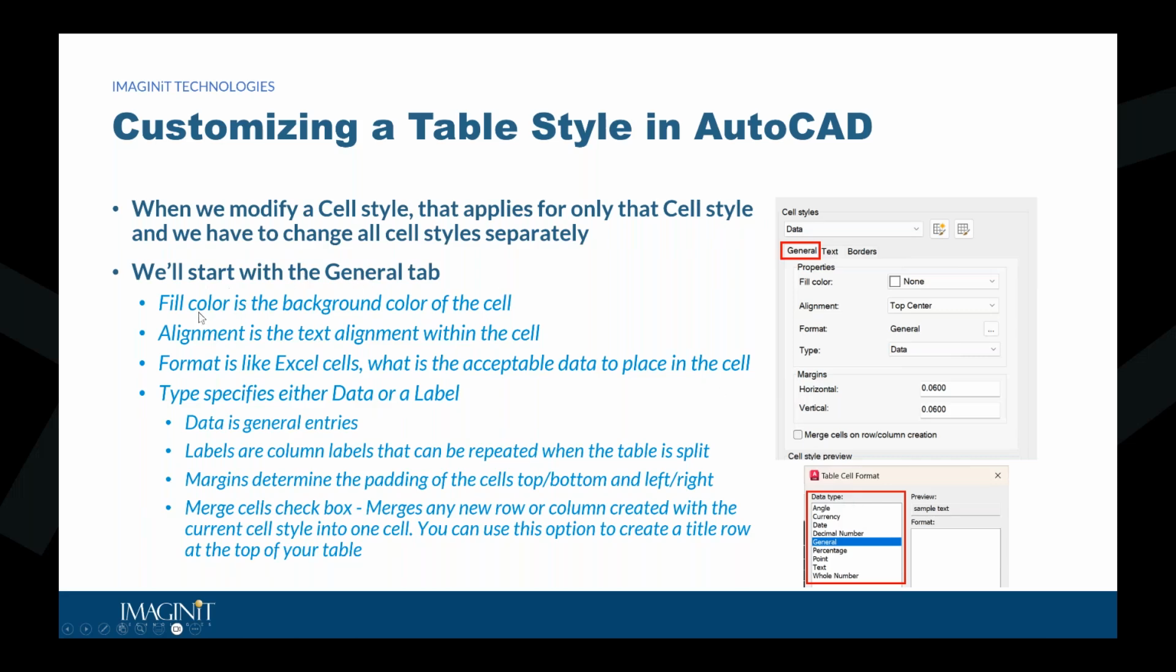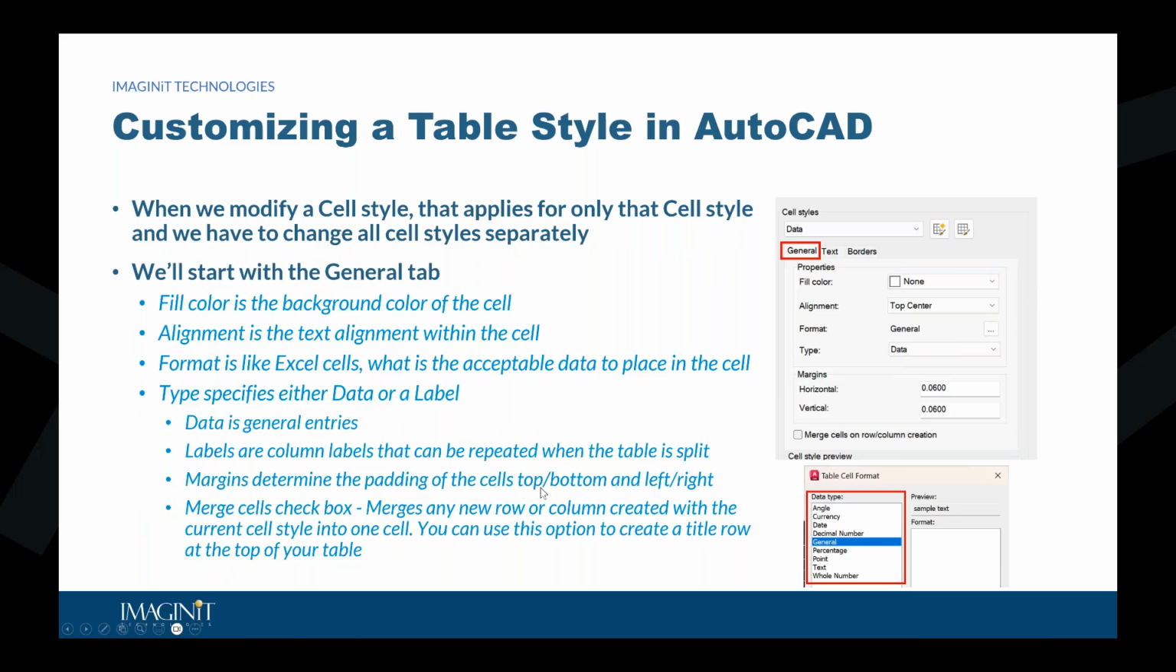So we'll start in the general tab. The fill color is the background of the cell. Typically I have none. Alignment is the text alignment within the cell, top center, middle center, whatever you want. Format here is just like Excel cells, where you can choose which type of data is allowed in there, whether you want an angle, a currency, a date, a decimal number, general, percentage, point, text, whatever. And then you can pick which data type it is, whether it's a data or a label. So data is general entries. Labels are column labels that can be repeated when the table is split.